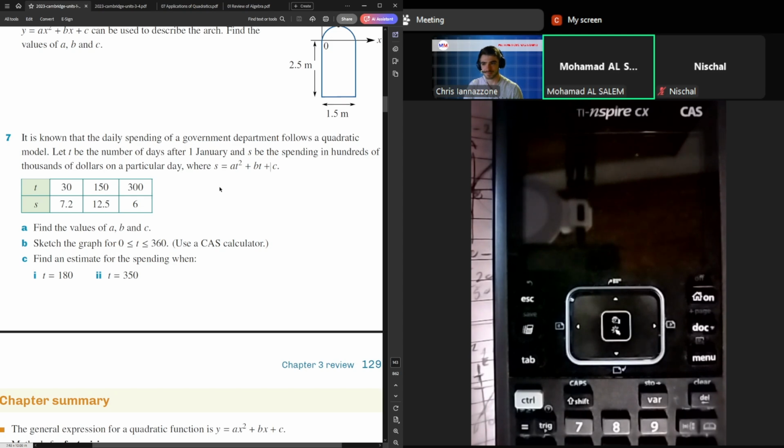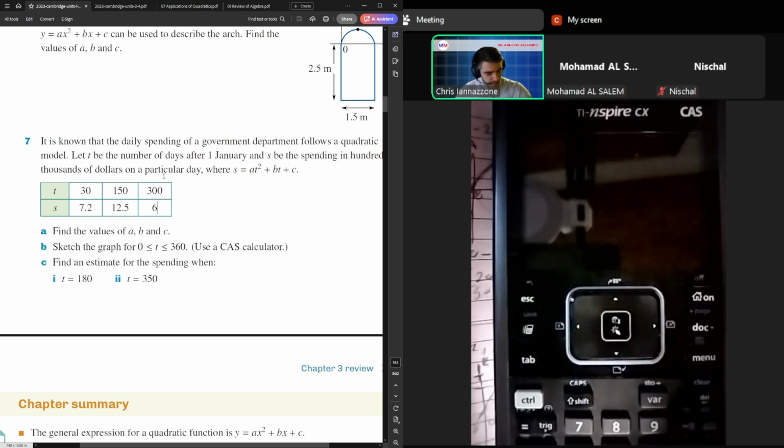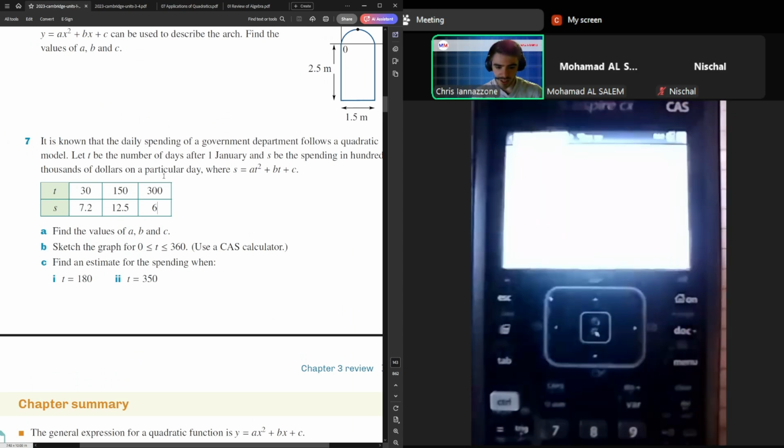Do we just sub in what t is, like when t is 30? You just put that in there. Yeah, those are the points just in table form. T equals 30, s equals 7.2. This is the point 150, 12.5, 300, 6. 3 points, 3 unknowns. Since these are CAS, however, has anyone done simultaneous on the CAS before?